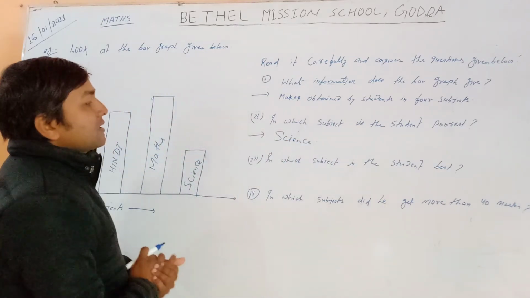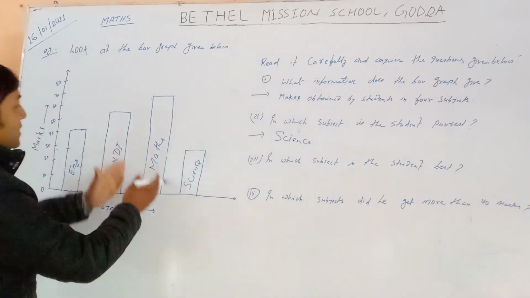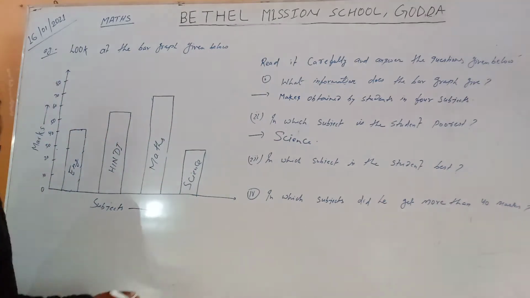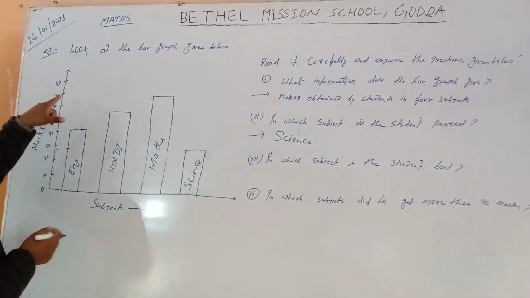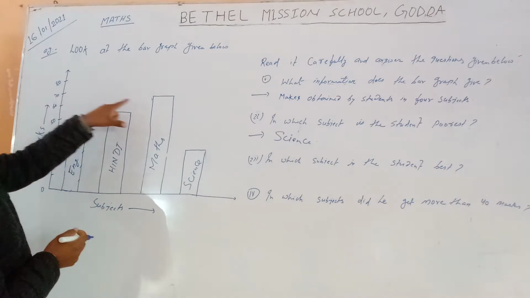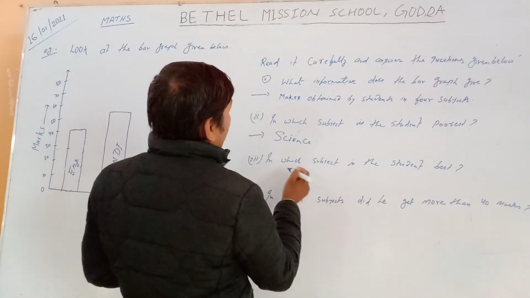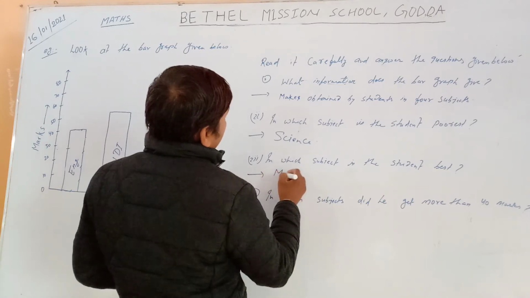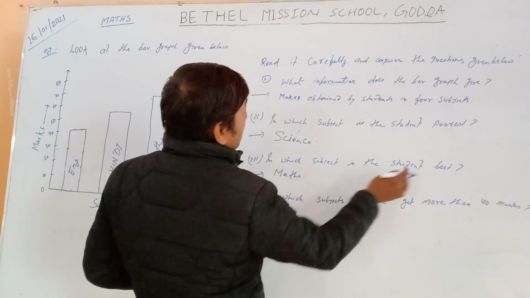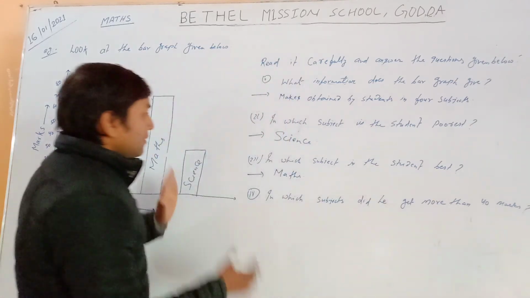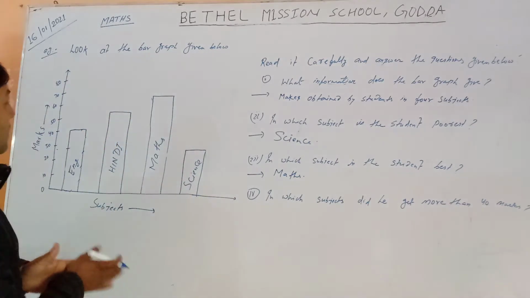Third question: in which subject is the student best? Which bar is the maximum in height? Maths. So in maths, 70 marks. Okay, so maths is the best subject, according to the marks.